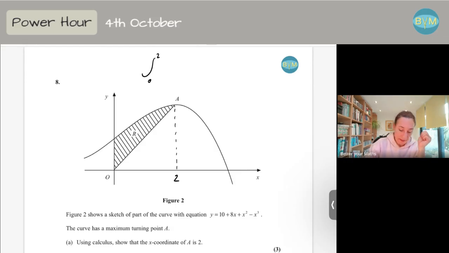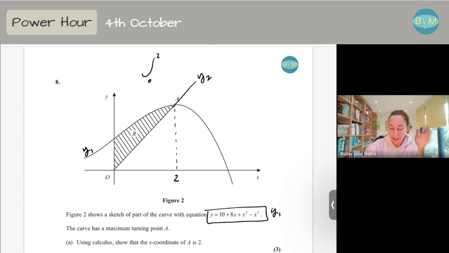If this function is y1, and I had the line, I could find it. I don't have it, but I could find it. I could do the line that is above minus the line that is below, and integrate the difference between the two lines. Sometimes it's more convenient. Or I could integrate the function that I have without finding the line and then subtract the triangle.